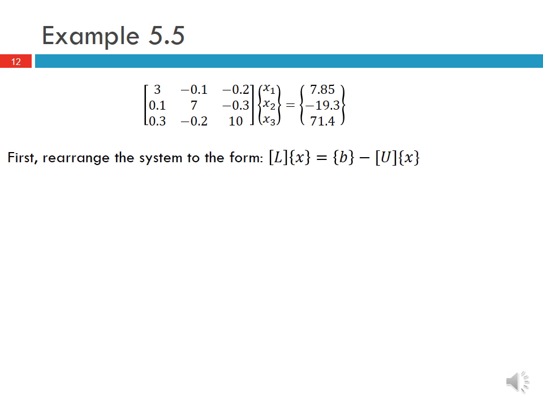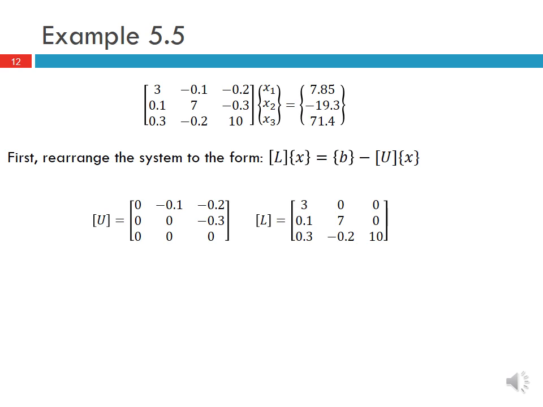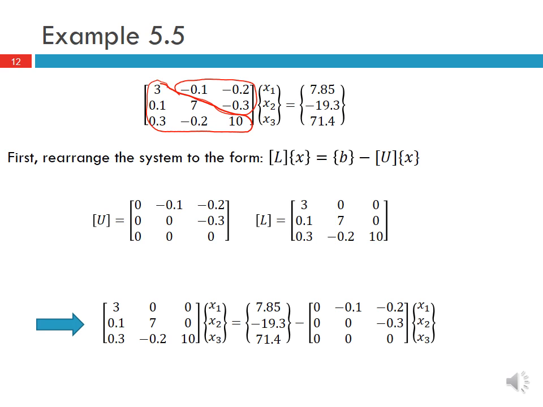First thing we want to do is rearrange the system to the form of the Gauss-Seidel method. So Lx equals b minus Ux. So here our U and our L are given. Again, U is the upper triangular matrix with zeros along the main diagonal, so we take these components of A, and then L is everything else, so it's the lower triangular matrix with the diagonal given as the diagonal components of A. So then we can write our system as Lx is equal to b minus Ux, as shown here.